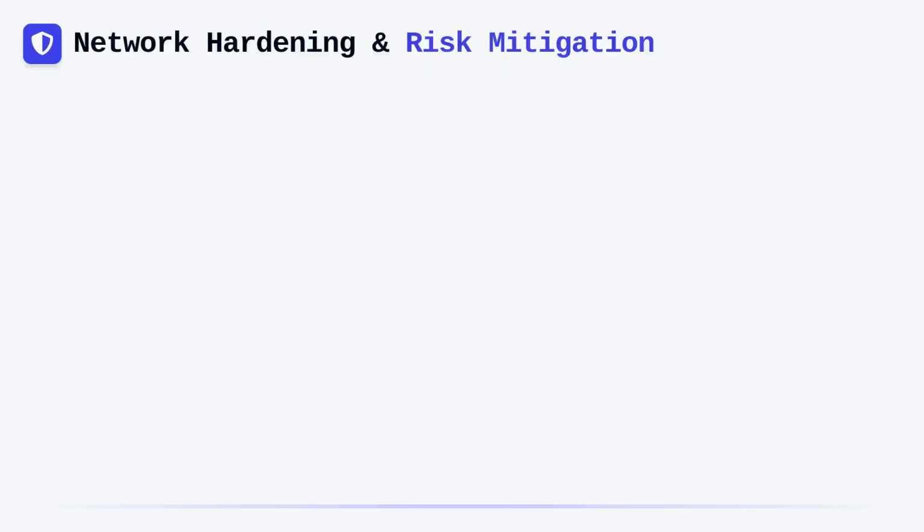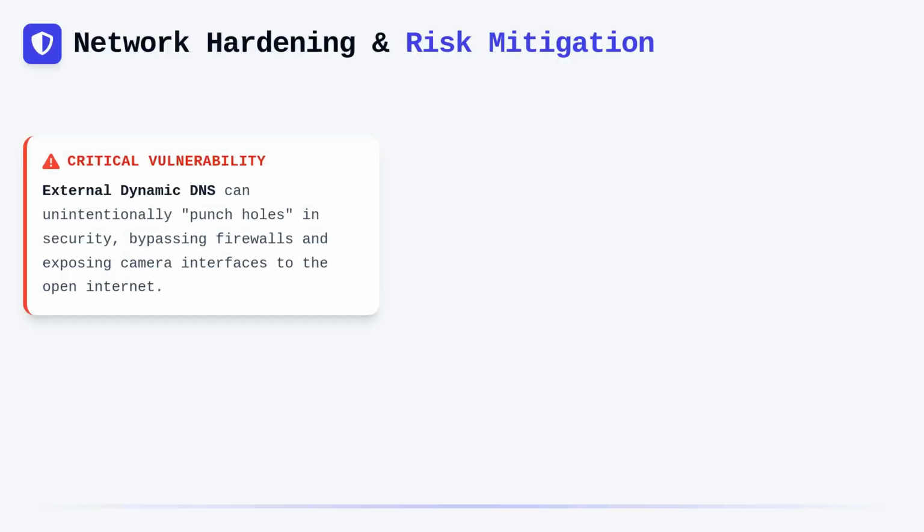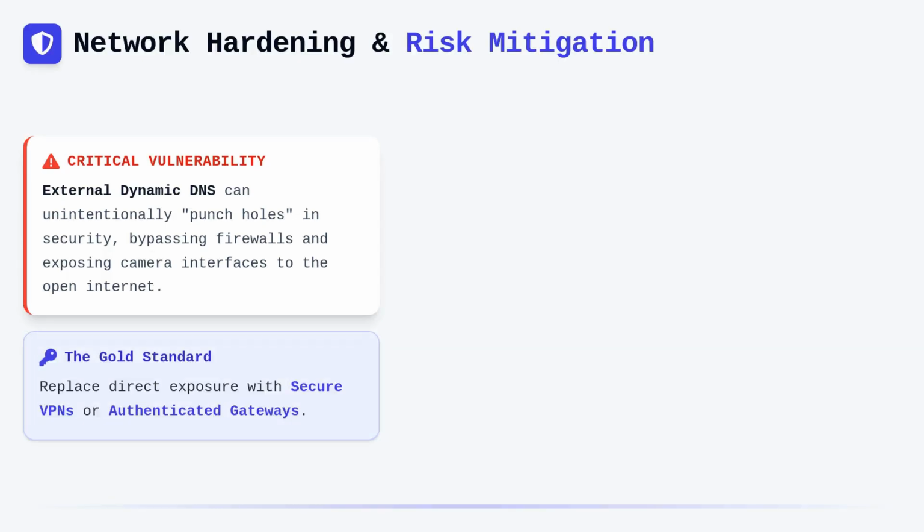Finally, we need to consider the risks introduced by auxiliary features like external dynamic DNS, which can unintentionally punch holes in your network security posture if left unmonitored. While dynamic DNS is convenient for remote access, it often bypasses the primary firewall, potentially exposing the camera interface directly to the open internet. If remote access is required, the best practice is to leverage a secure VPN or an authenticated gateway, rather than exposing internal devices directly.